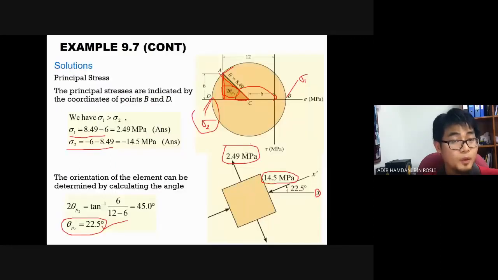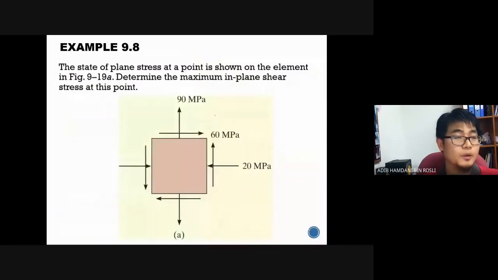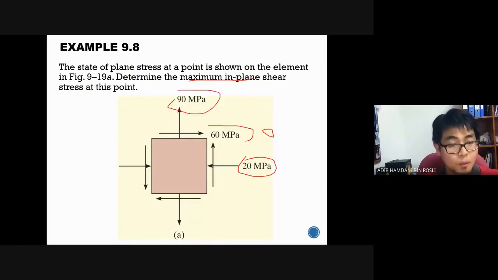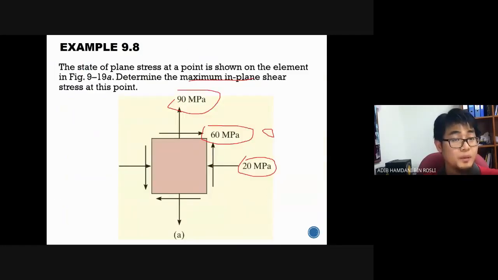Before this one we found the principal stress. Now we'll find the maximum in-plane shear stress. So here again, I want to go quickly. You have sigma x of minus 20, sigma y plus 90, tau xy plus 60. Okay, and then the question asks you to find the maximum in-plane shear stress.